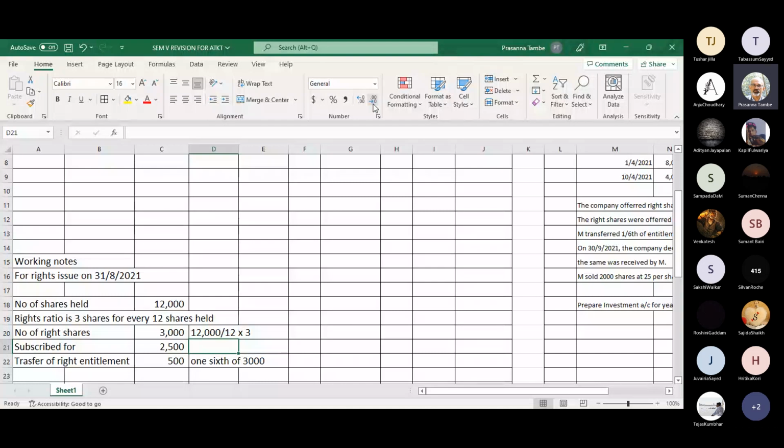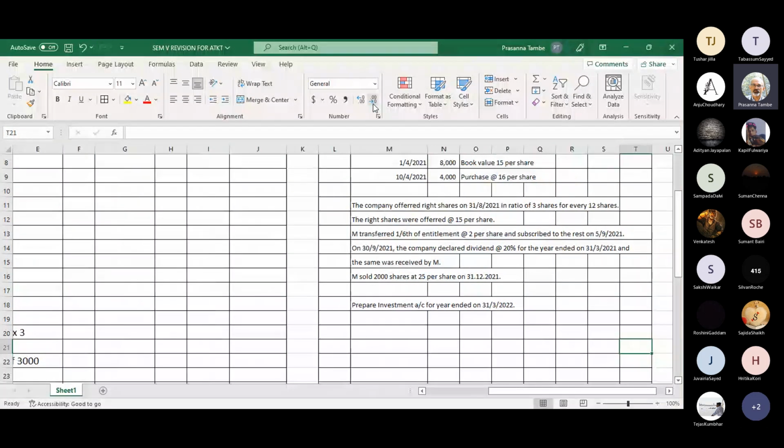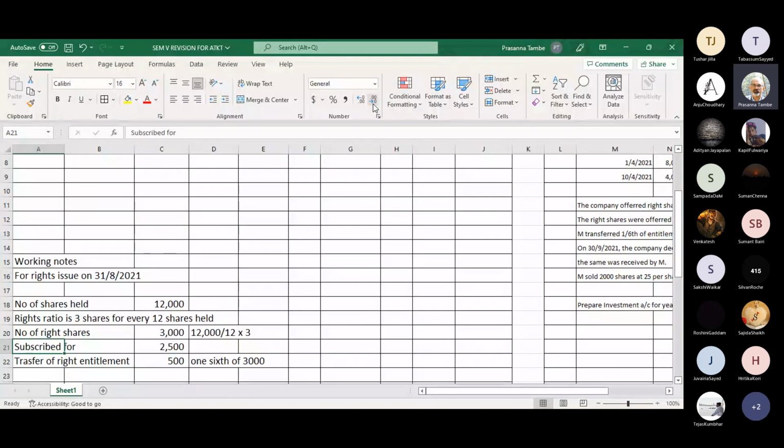Now he has a choice. What are the choices before him? Either he can go and pay for 3,000 shares and get all those 3,000 shares. Whatever price the company has offered, the price is 15 rupees per share. So he can subscribe to all 3,000 shares at 15 rupees per share. Another option is that somebody else may be interested in subscribing to these rights offers. If someone else is interested, he can transfer this rights entitlement to that person and get some premium out of it. So the question says he has transferred 1/6 of the entitlement.